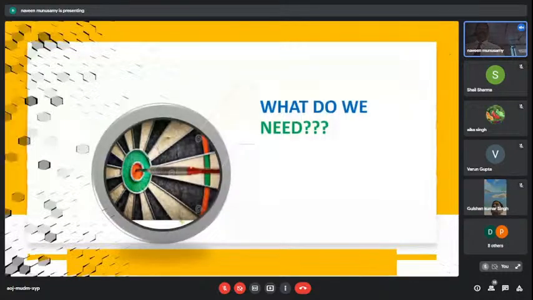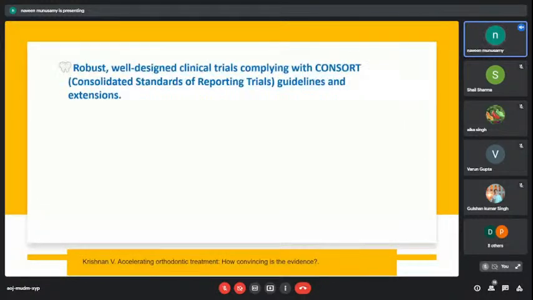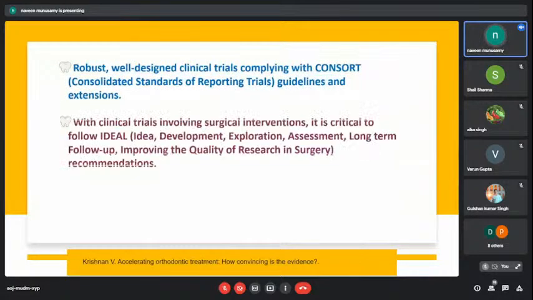So what do we need? Still, we are very far away from any method which can actually increase the rate of tooth movement and can overall reduce the orthodontic treatment duration. We need more robust, well-designed clinical trials with fixed guidelines, extensions, with clinical trials involving surgical interventions.